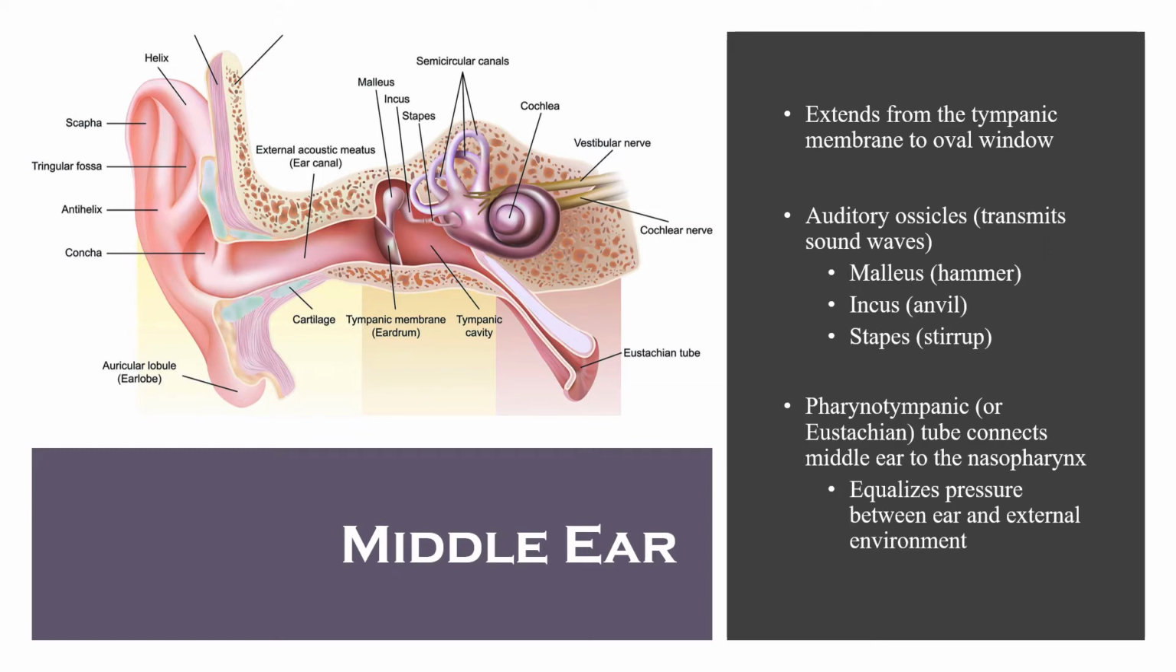Now we're moving on to the middle ear, which extends from the tympanic membrane all the way to the oval window. Within the middle ear, you have these 3 auditory ossicles that transmit that sound wave from the eardrum to your oval window. That is your malleus, your incus, and your stapes. That is your hammer, anvil, and your stirrup. Now the pharyngotympanic, or the eustachian tube, connects the middle ear to your nasopharynx, and this equalizes pressure between the ear and the external environment.